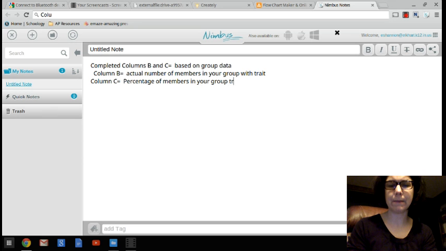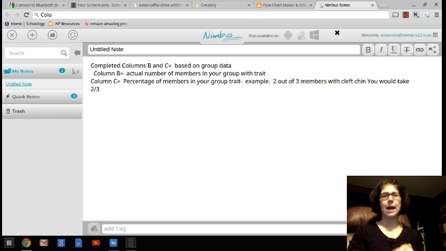Now, what that means is, for example, if you have 2 out of 3 members in your group with a cleft chin, you would take the 2 members that have it and divide it by 3, which is the total members that you had in your group. So 2, the members that showed what you're looking for, divided by the total members in your group.